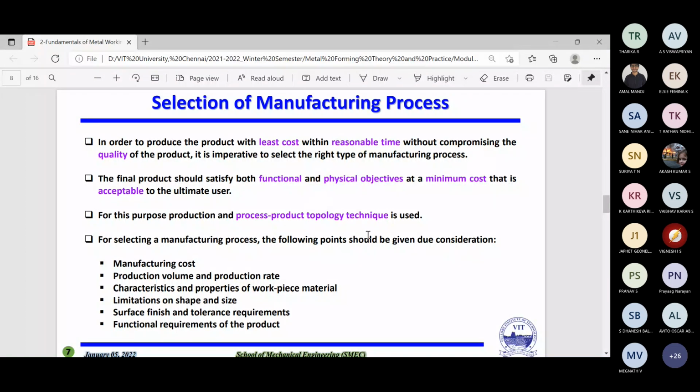That means you have to think about everything: the cost, the time, the quality, the manpower, and the convincing or acceptability. So these are all considerations in selecting the manufacturing process. The points you have to consider are manufacturing cost, production volume, limitation of shape and size, and surface finish. You already know these, so you can read them when you have free time. These you have already covered in other manufacturing processes.